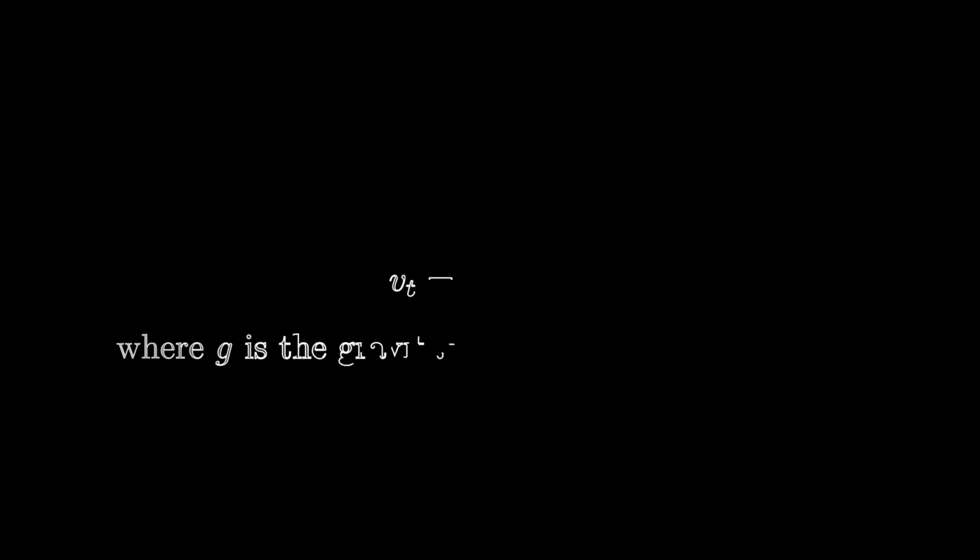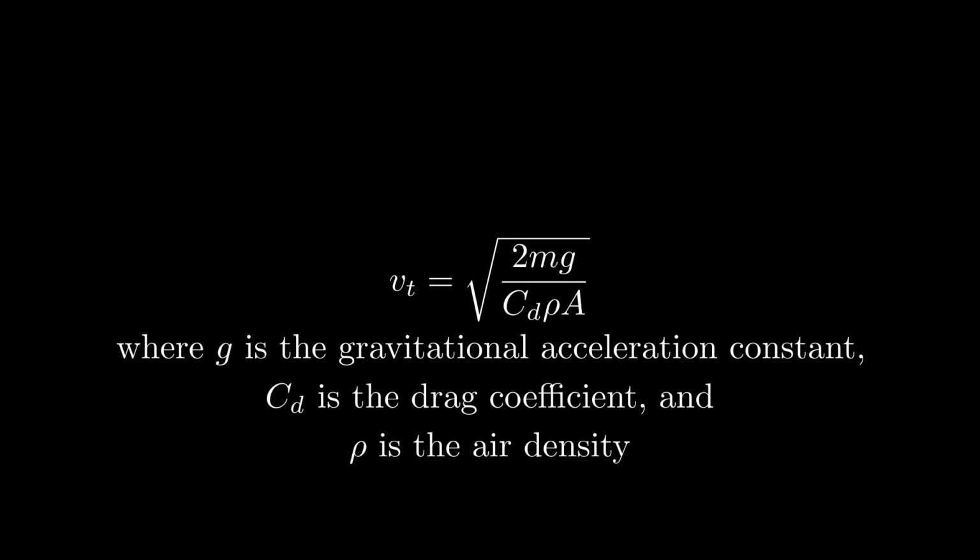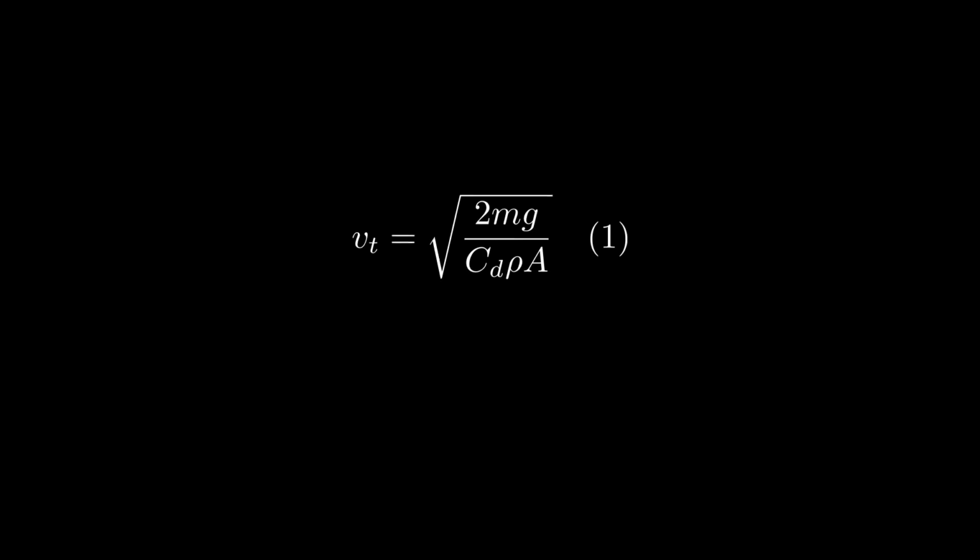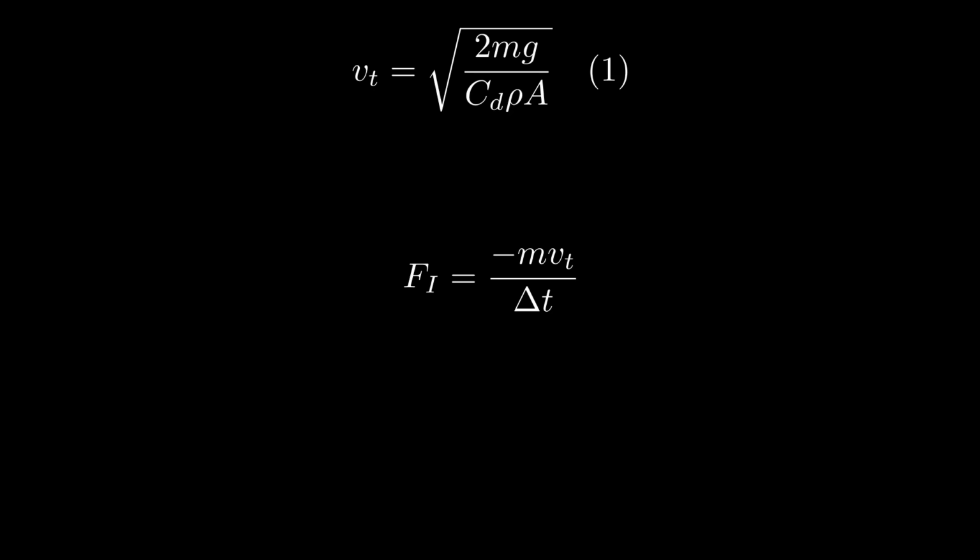First, let's model a constraint. As a reminder, we are looking for an equation for the impact force in terms of mass and acceleration. Let's start with the terminal velocity, v of t, and let's label this equation 1. The equation for the impact force is as follows from Newton's second law.